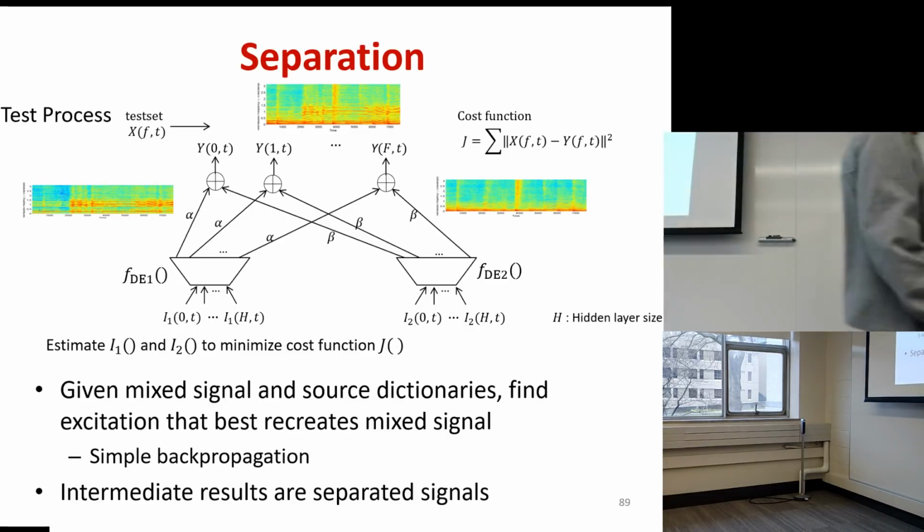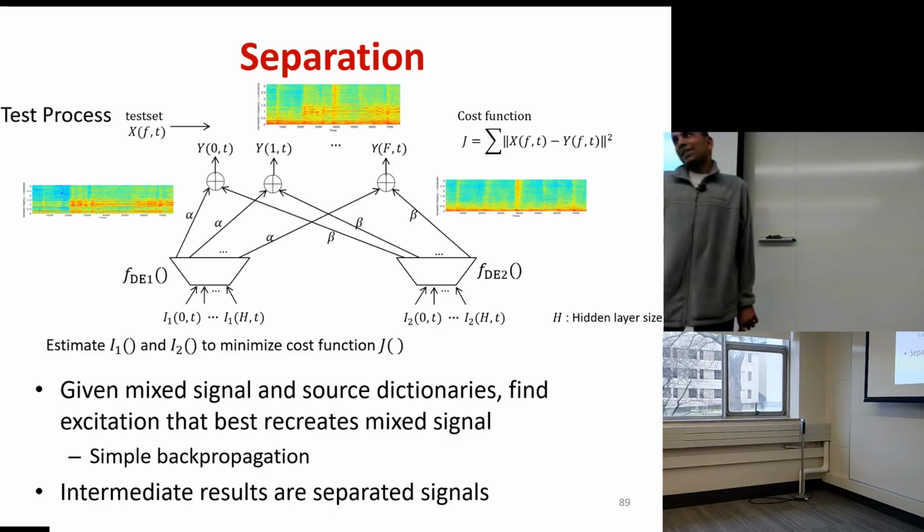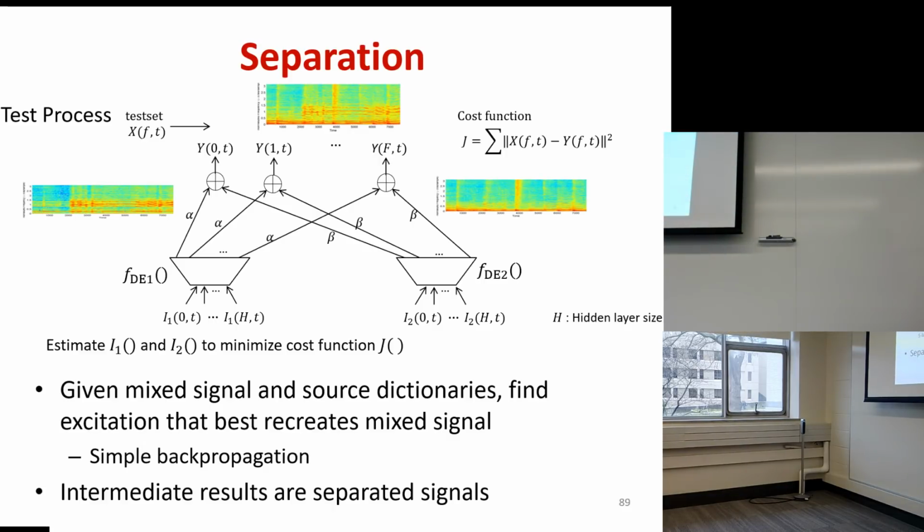This is the original in these cases. It's a 5-layer dictionary with 600 units. So you could hear the original and the separated. They're not exactly the same. For the second source, it's pretty close to perfect.